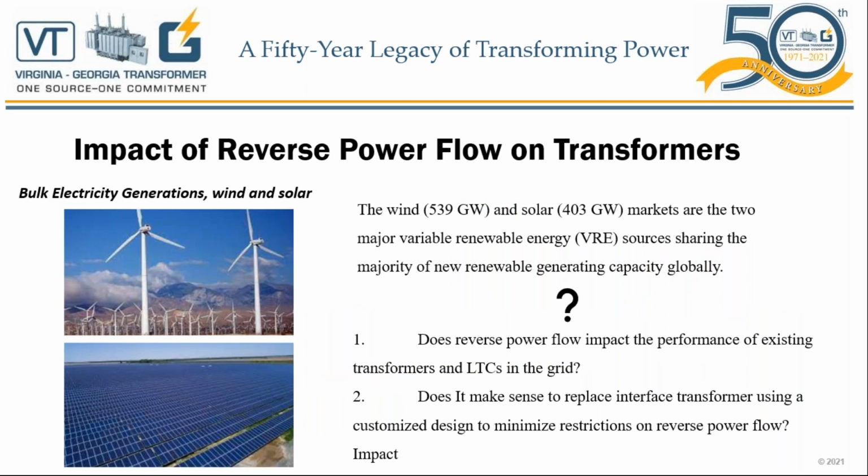A couple of high-level notes on the impact of reverse power flow on our transformers. The pictures here, which I'm sure everyone here has seen some of in real life, show some bulk electricity generation in wind and solar. And this market is growing and growing and growing in our country and around the globe. In our country, wind reflects around 539 gigawatts of energy, and solar is 403 gigawatts of energy markets. These are the two largest renewable energy sources, sharing the majority of new renewable generating capacity globally.